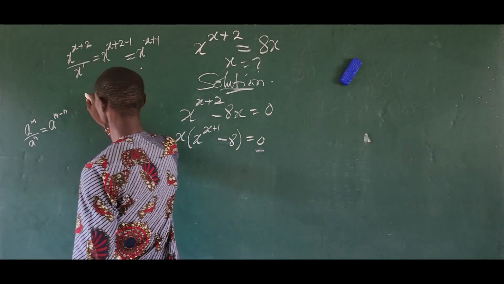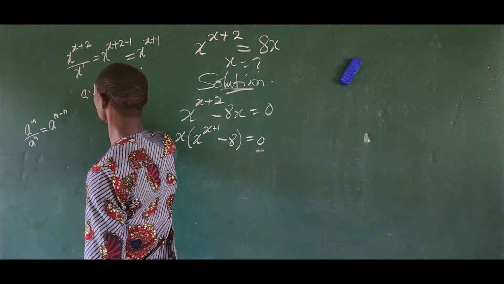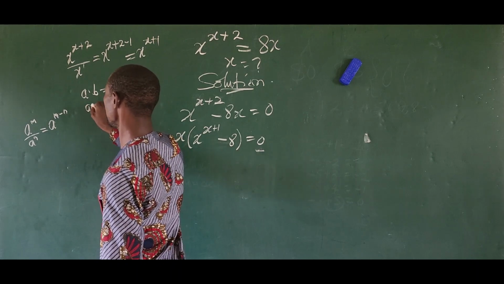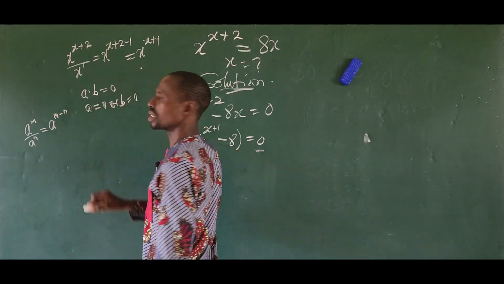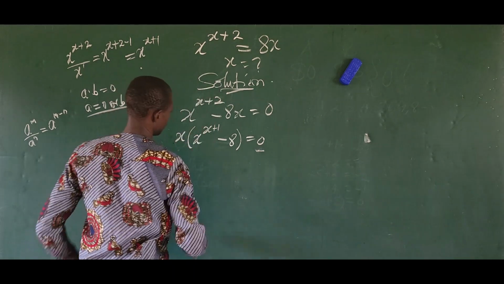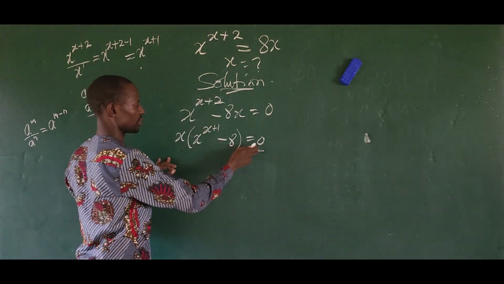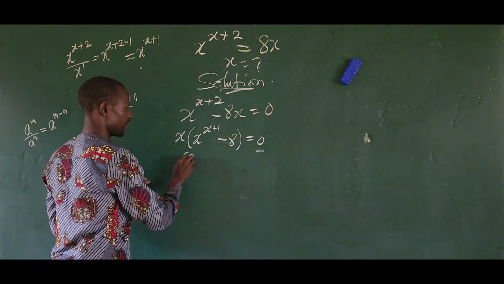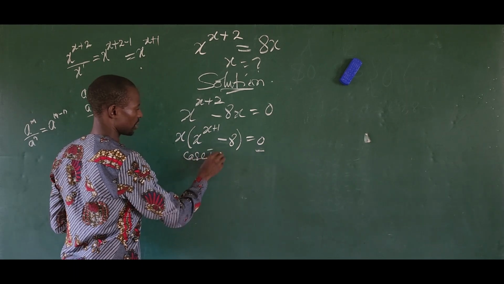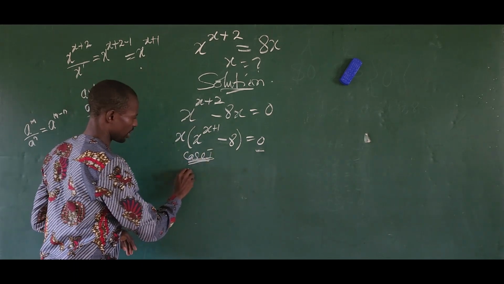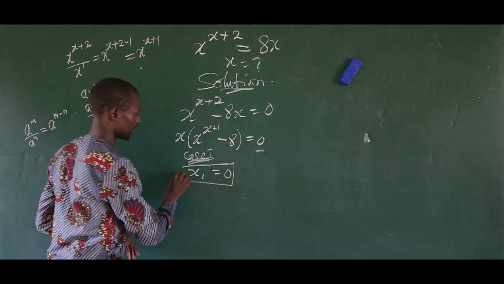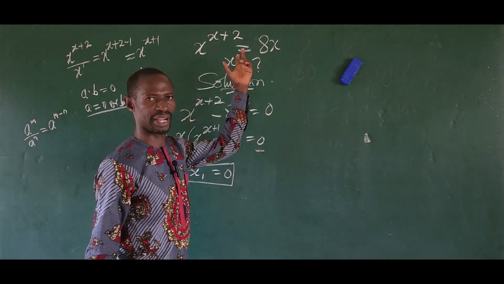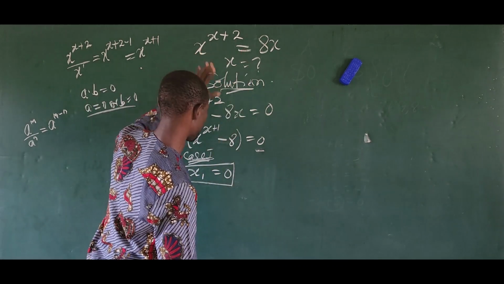So we apply the rule: if a times b is equal to 0, then a is equal to 0 or b is equal to 0. So we equate this to 0 and equate this to 0. The first case, case 1, gives us x1 equal to 0. Easy. We're going to verify at the end of the day if this will actually give us 0.